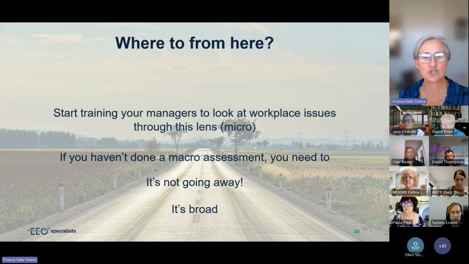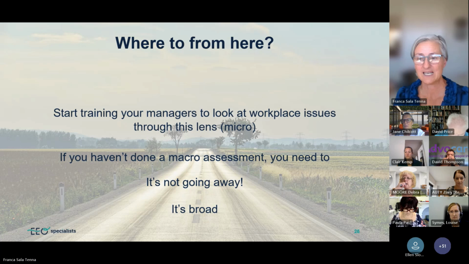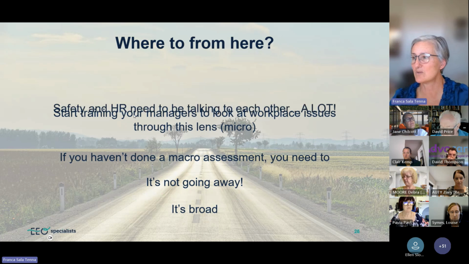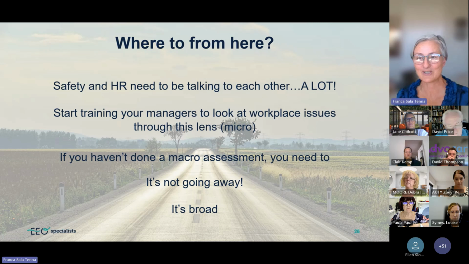You need to tune their ears to listen out for stuff, because people aren't going to say, oh, I'm experiencing a psychosocial hazard. They're not probably going to say that. They're going to say stuff like, I'm not coping. And so you need your managers to start to tune their ears to go, when they say that, this is the lens that I'm going to listen to them through. And that's a workshop that we run. I'm sure there's other people that do as well, but you're more than welcome to find out about that. And safety and HR need to be talking to each other a lot, right?